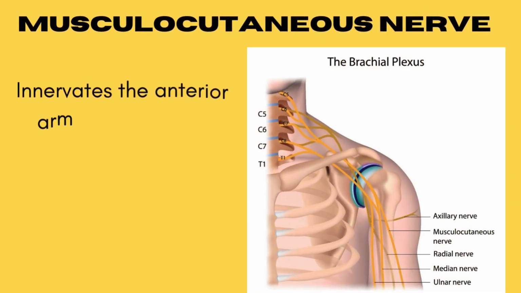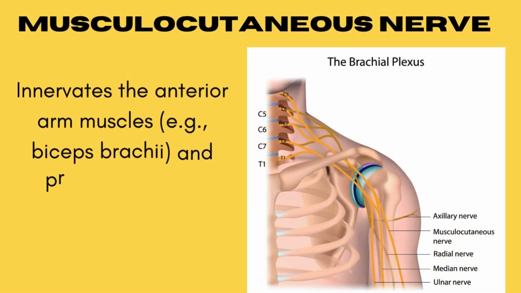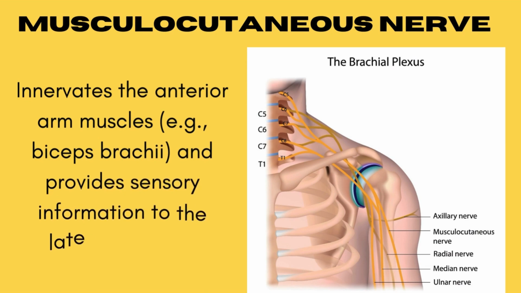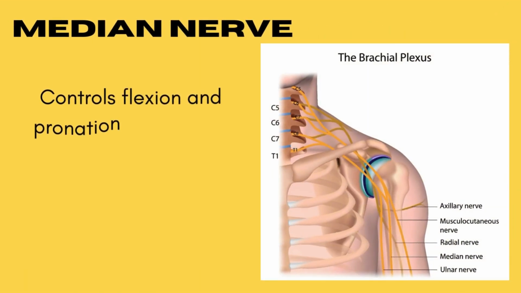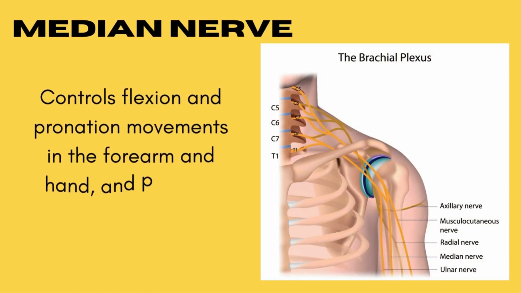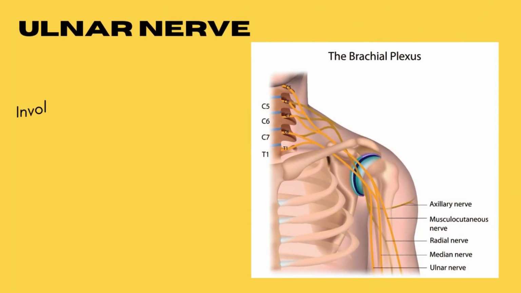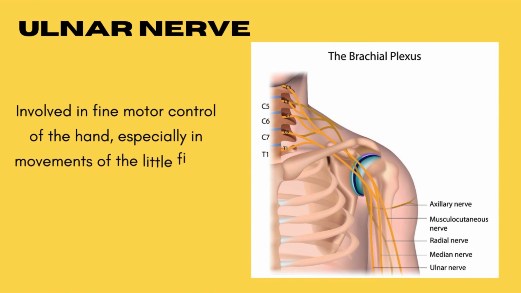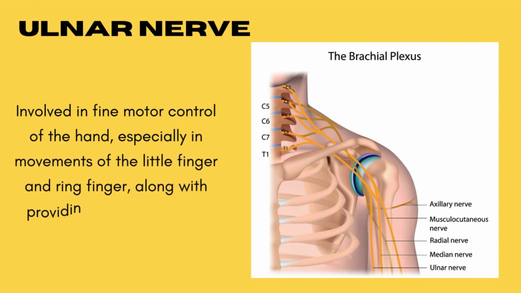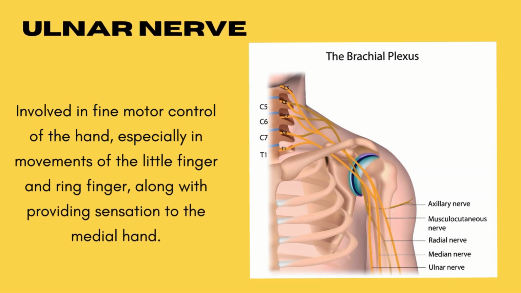Musculocutaneous nerve innervates the anterior arm muscles, for example biceps brachii, and provides sensory information to the lateral forearm. Median nerve controls flexion and pronation movements in the forearm and hand and provides sensation to the palm and fingers. Ulnar nerve, involved in fine motor control of the hand, especially in movements of the little finger and ring finger, along with providing sensation to the medial hand.